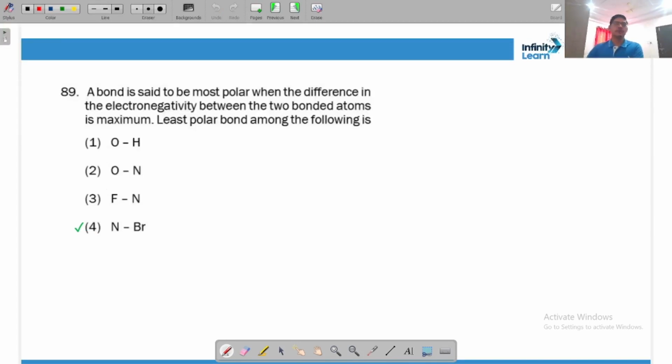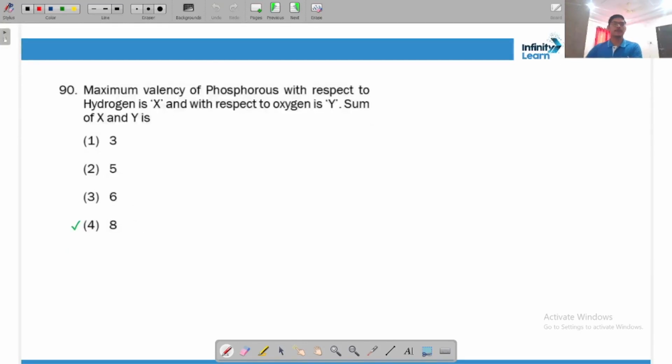For the least polar bond, you'll have to see electronegativity. So the electronegativity difference is minimum between nitrogen and bromine. So this is our least polar covalent bond. Maximum valency of phosphorus with hydrogen is in PH3, that is 3, and with respect to oxygen is in P2O5, right, or P4O10, which is 5, so the sum is 8.